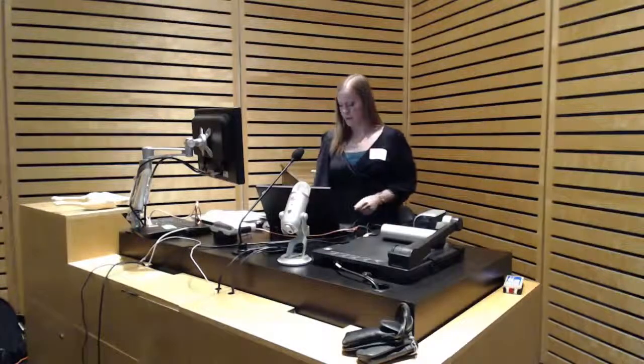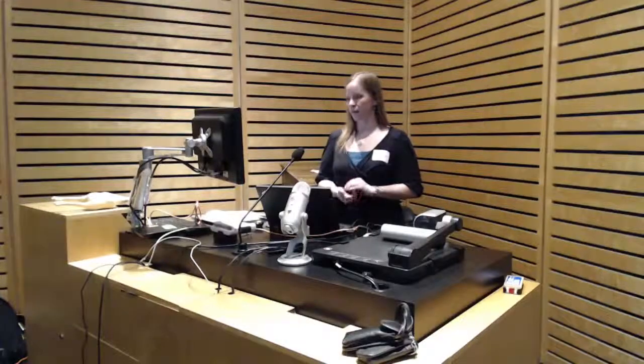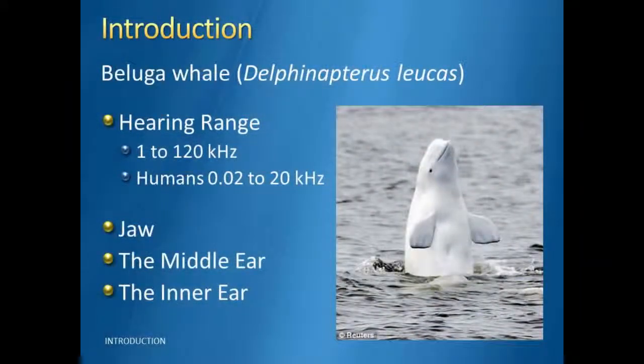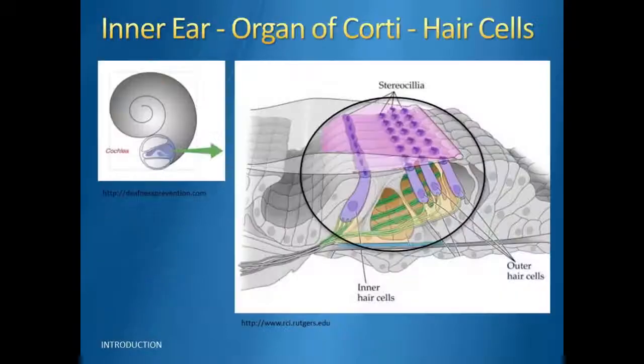So I'm just going to jump in with a little background here. You'll see from these numbers that the beluga hearing covers a much wider range of frequencies than humans, as well as a much higher range. And basically, sound waves enter through the jaw and that region and are transferred to the middle ear and then on into the inner ear. And here's where we find the cochlea.